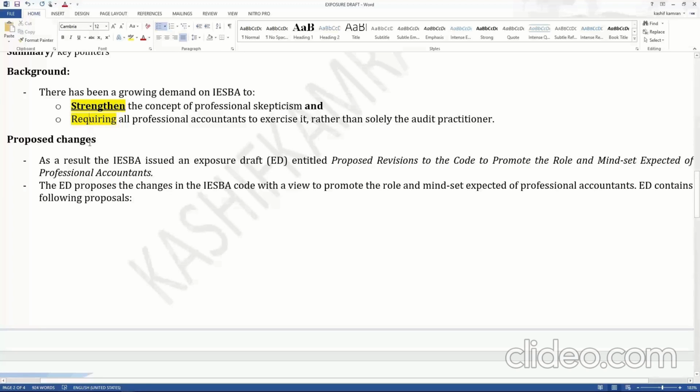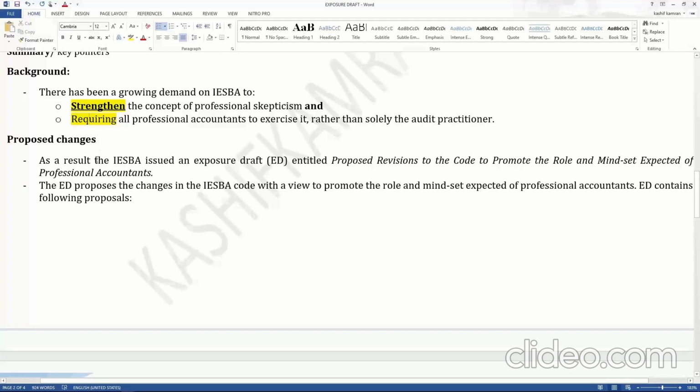And you have a topic of professional skepticism in the AAA paper. So is everyone clear with the background, what was the reason for introducing the changes in the code? Because there was a growing demand on IESBA to strengthen the concept of professional skepticism and to require all professional accountants to exercise it, not just the audit practitioner. If you're clear, let's move further.